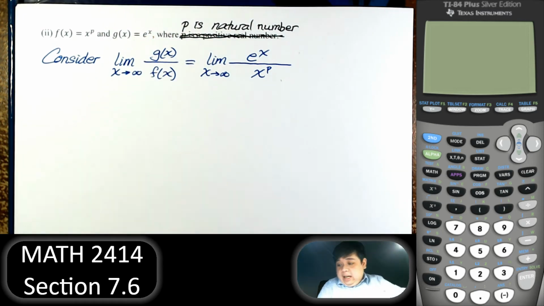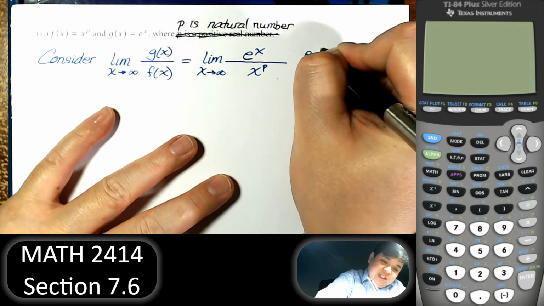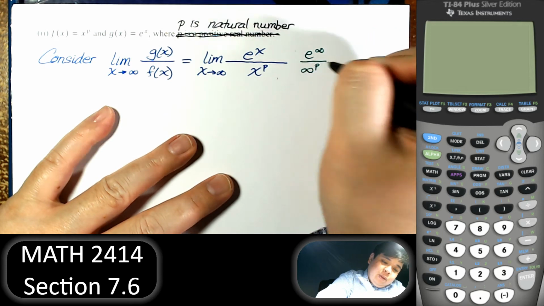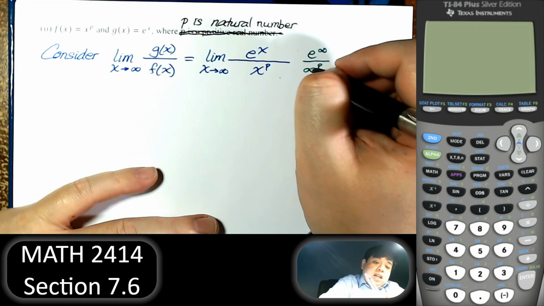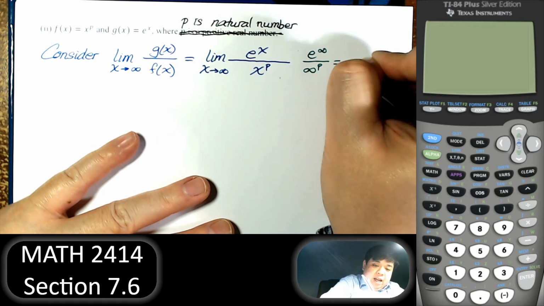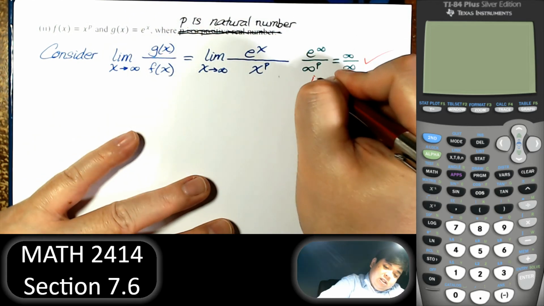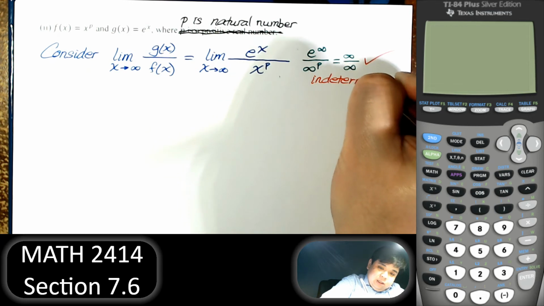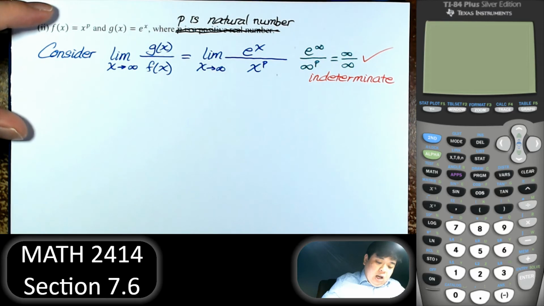Before we do anything, let's just put in a number. Maybe we're lucky and we don't have to do anything. So natural numbers, once again, 1, 2, 3, 4, so it's positive. Infinity raised to a positive number, so infinity over infinity. That is indeterminate, which means we have to use the logarithmic rule here.